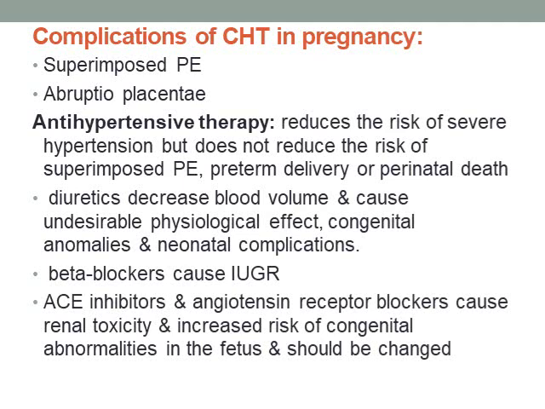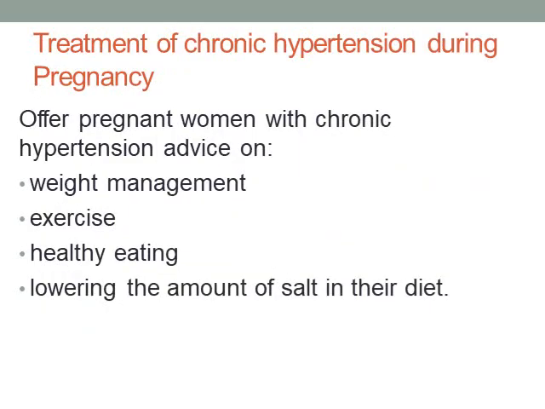Diuretics decrease the blood volume and cause undesirable physiological effects, congenital anomalies, and neonatal complications. So they should be stopped prior to pregnancy. Beta blockers cause IUGR and are not preferred to be given during pregnancy. And finally, the ACE inhibitors and angiotensin receptor blockers cause renal toxicity and increase risk of congenital abnormalities in the fetus and should be changed prior to pregnancy.